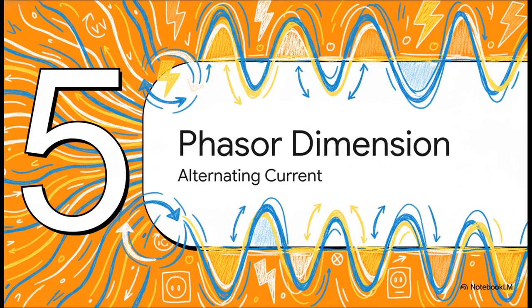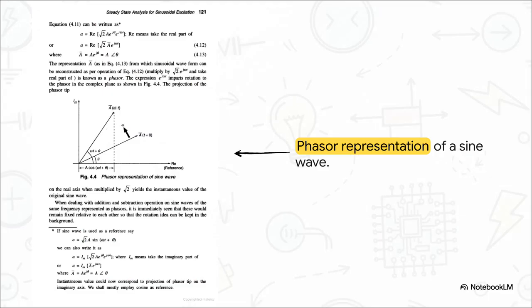Which brings us to our final stop, Section 5, the phasor dimension. Now, when we shift over to alternating current, the math changes a bit. To solve these cyclic AC circuits efficiently, we reconstruct the sine waves using what's called a phasor. It's basically a vector rotating around a complex plane. The length is the wave's amplitude, and the angle delicately tracks the time.